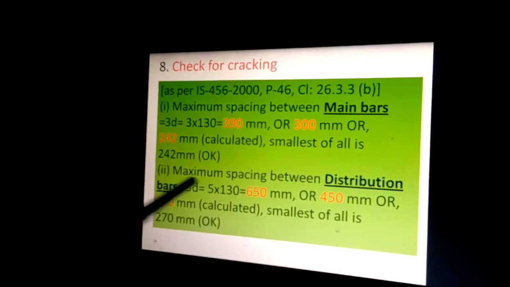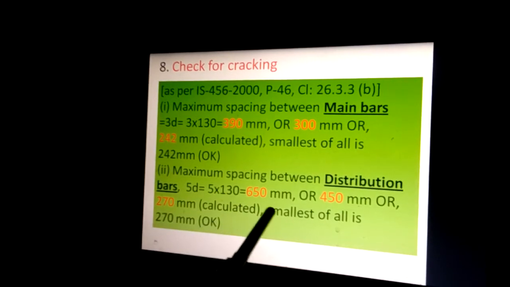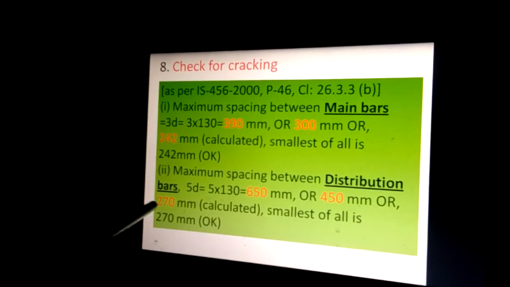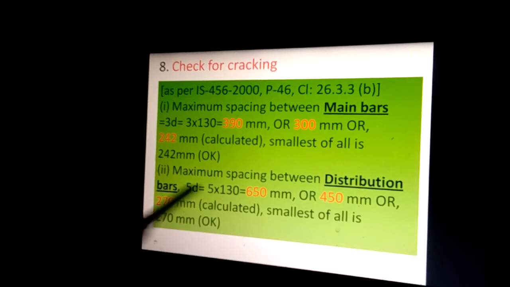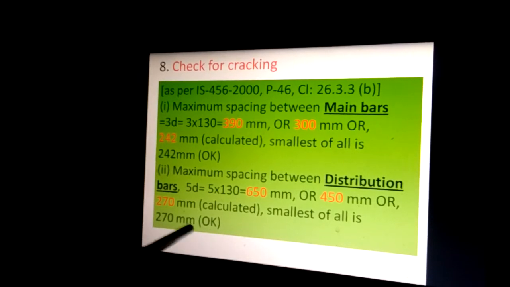The second category is that the maximum spacing between distribution bars is equal to 5d as per the IS code. 5 into 130 is 650 millimeter, or a maximum allowed of 450 millimeter, or the calculated value of 270 millimeter. So the smallest of these three is 270 millimeter. So we'll provide this 270 mm. Okay.